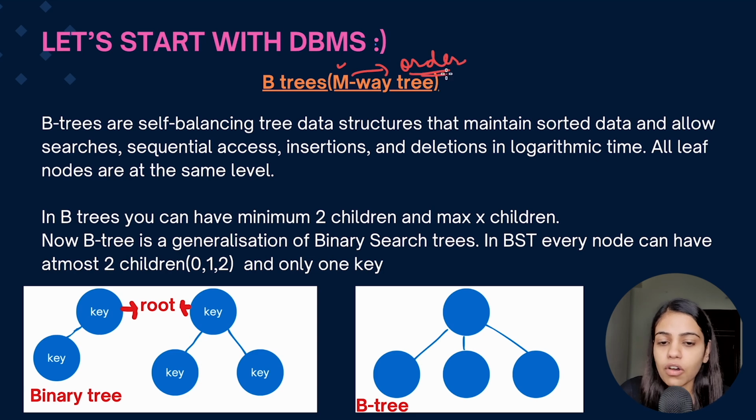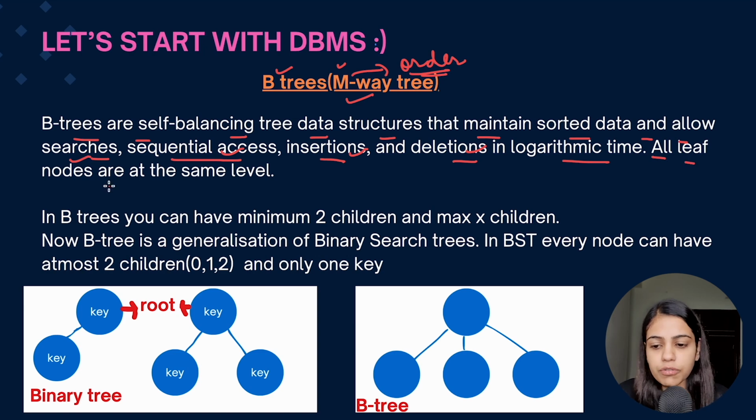So we'll be learning about the order of the tree in the next set of slides. For now, you can just understand that a B tree is also called an M-way tree, where M represents the order of the tree. B trees are self-balancing tree data structures that maintain sorted data and allow searches, sequential access, insertion and deletion in logarithmic time. So all the CRUD operations are performed in logarithmic time.